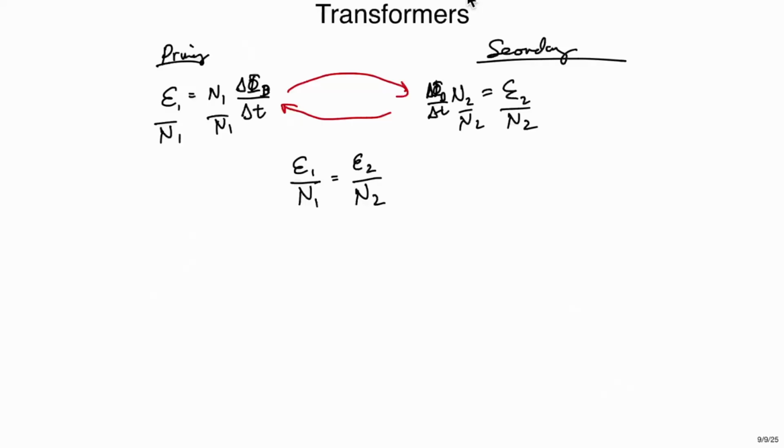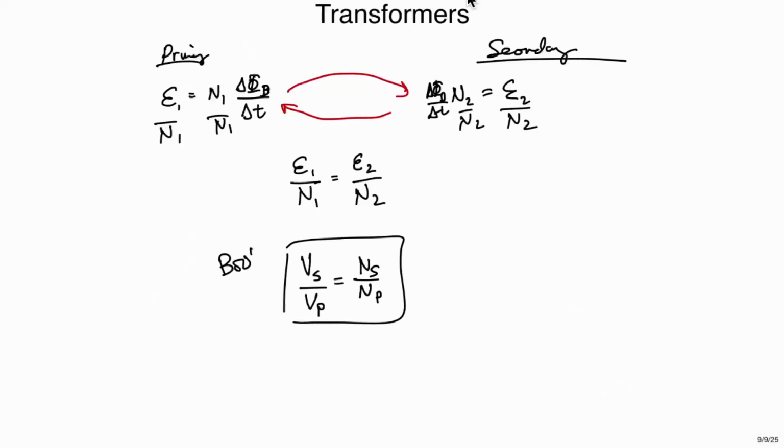Your book, yeah, okay. So that's what I would get out of it. But your book slightly alters this to say voltage... Do they do secondary first? Okay, this is what your book writes down. Voltage in secondary divided by voltage in primary equals number of turns in the secondary over number of turns in the primary. I actually don't like that one. This is your book.